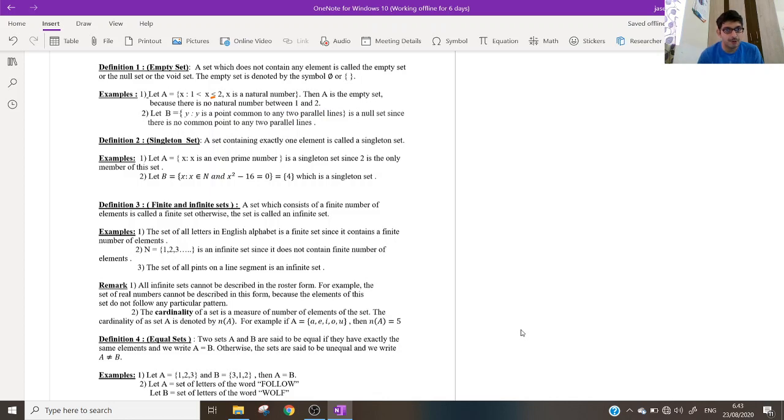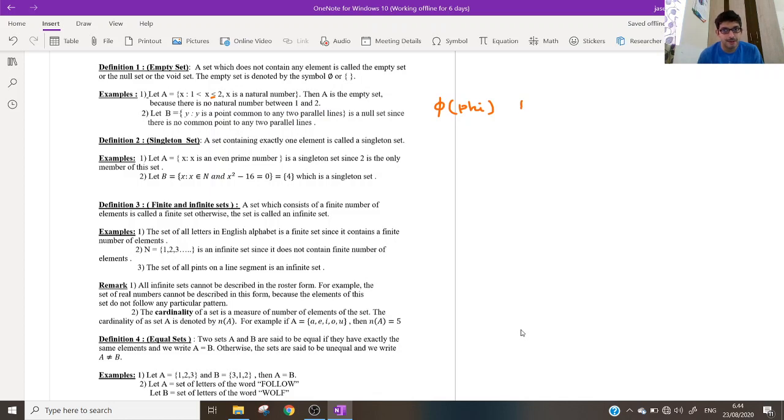Now consider y, a point common to any two parallel lines. Two parallel lines do not have any point in common, so it is also a null set. When you are denoting a null set, you can use phi, the Greek letter phi. Phi is the notation for a null set, that is just writing phi indicates a null set.